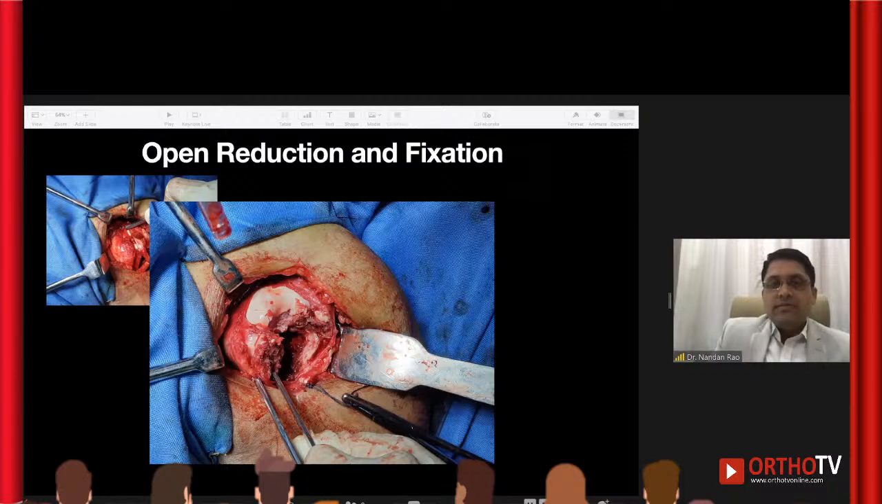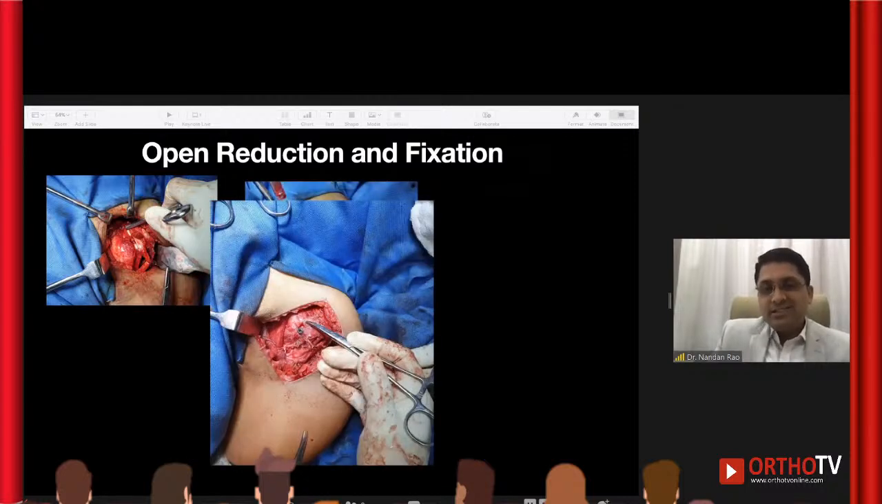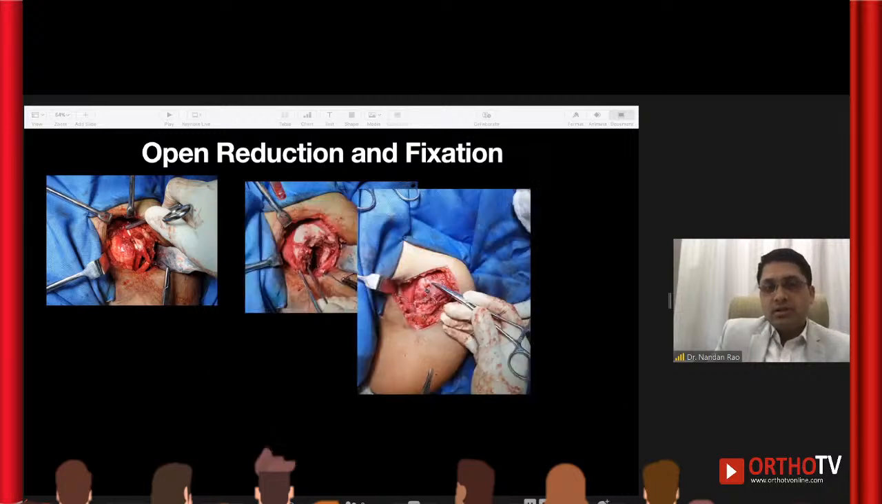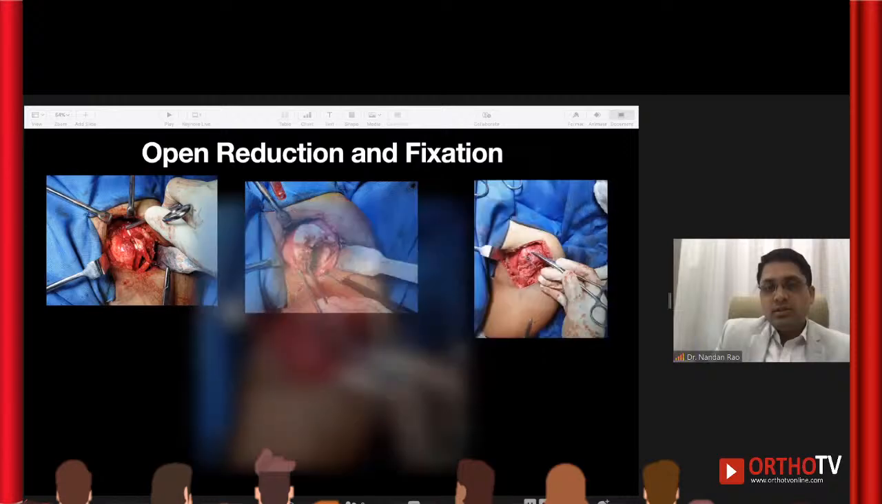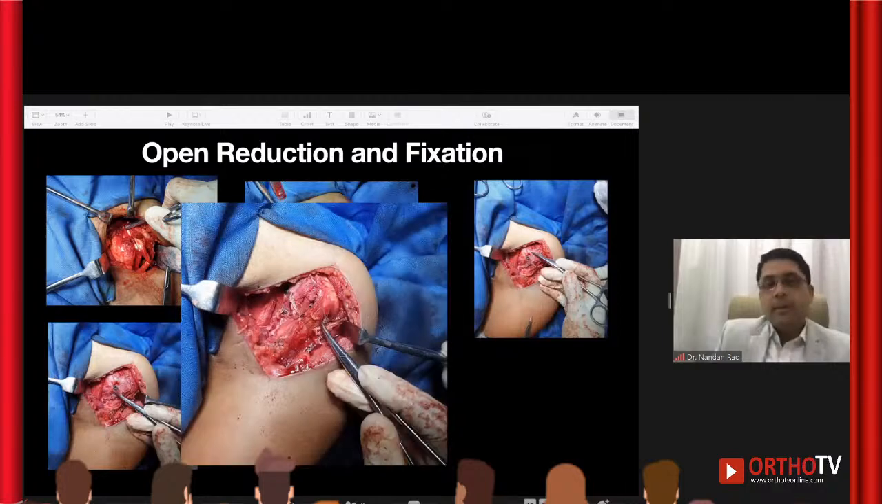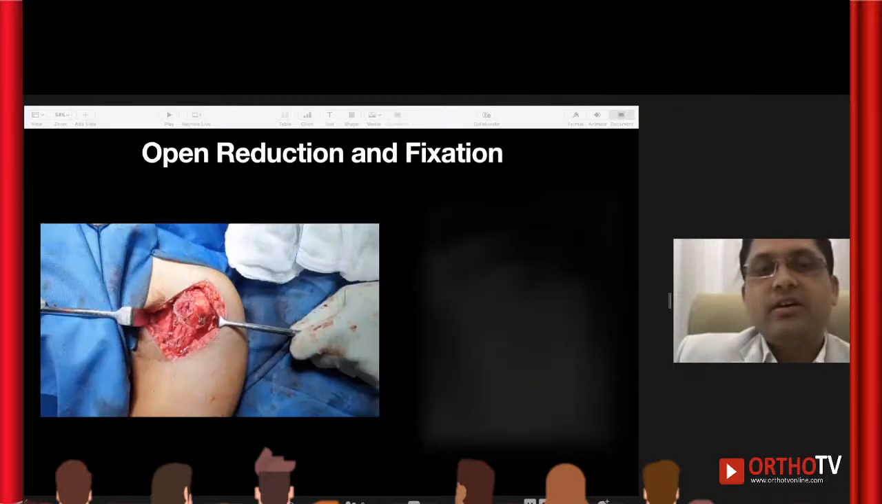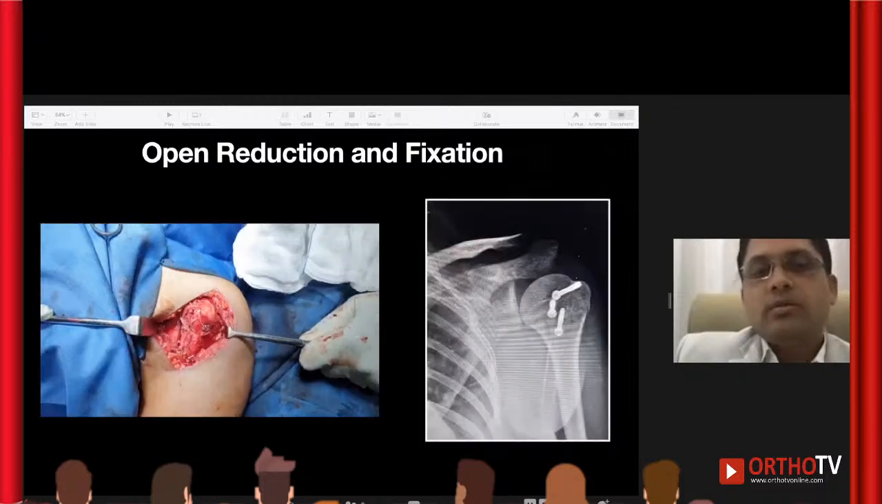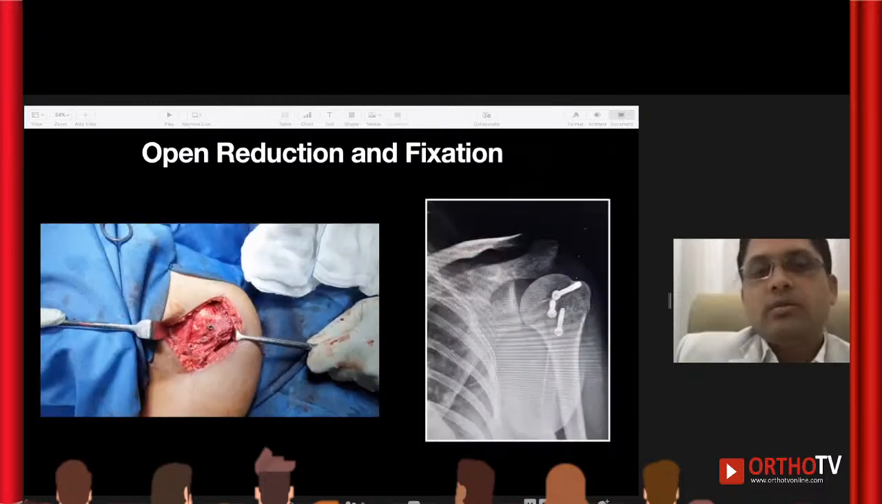Then the fracture fragment was medialized and fixed with 3 screws and 2 transosseous sutures using a fiber wire. So my artery is on superior transosseous sutures, and this artery is on the inferior transosseous sutures. And this is the transosseous sutures tied at the back of the humeral head. This is the intraop stability of the proximal humerus and the post-op X-ray.